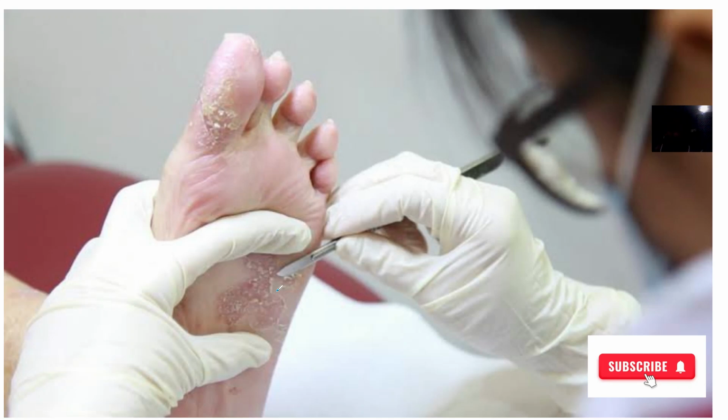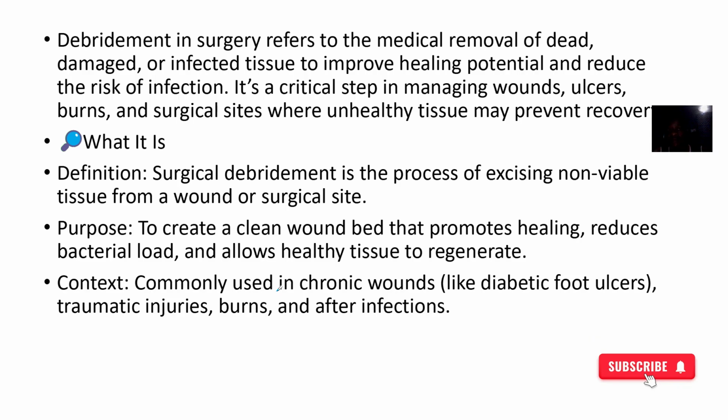So if you take off the dead tissues, it hastens what? The recovery rate in those tissues that are alive. So debridement in surgery just refers to what? Medical removal of dead tissues, damaged tissues, or infected tissues, because you want to improve the healing potential and you want to reduce the risks of what? Infections. So it's a critical step in managing wounds, ulcers, and burns.